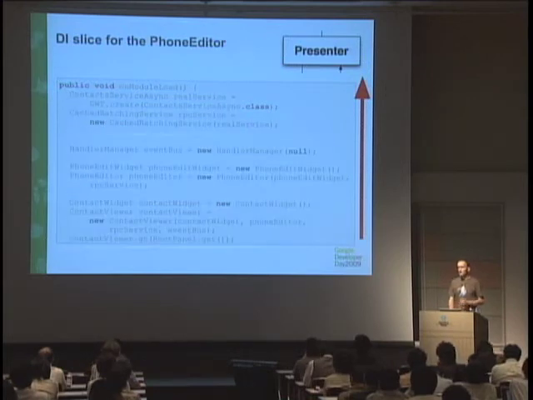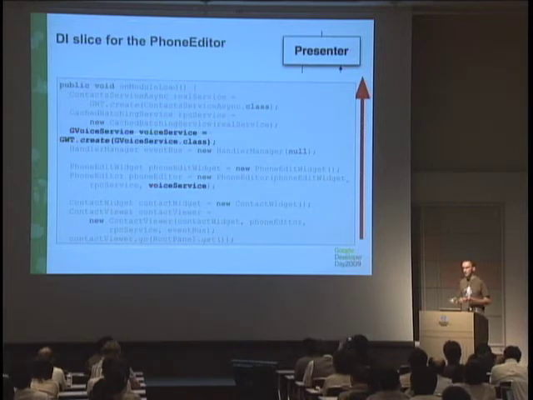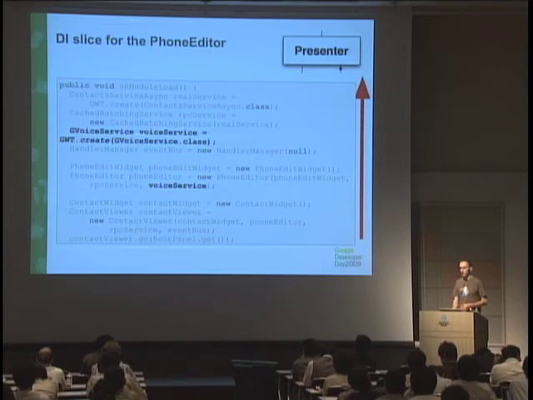Now, we have the same code, but let's say now we want to introduce Google Voice Service, and we want to add another dependency. We only make 2 changes. 1, we have to construct that new object, and 2, we pass an additional dependency into the constructor of the phone editor. And you see that we didn't have this chain where we had to make changes in multiple places. We just have one place right here in our onModuleLoad method where we make these changes.